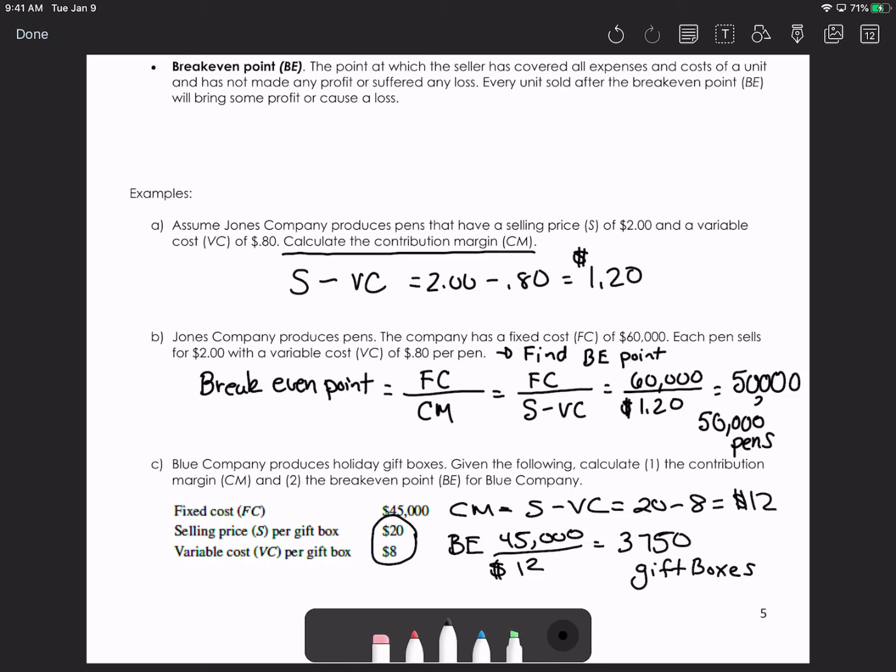Now, since they're selling gift boxes, my units are going to be gift boxes. Keep in mind that the break-even point is not going to be an amount of money. It's going to be the number of items that this company has to make and sell in order to break even and cover all their costs. So in this case, this Blue Company that produces holiday gift boxes needs to make and sell 3,750 gift boxes in order to at least break even. And then once they start selling more gift boxes, they're going to either profit or have a loss, hopefully they'll end up with a profit.